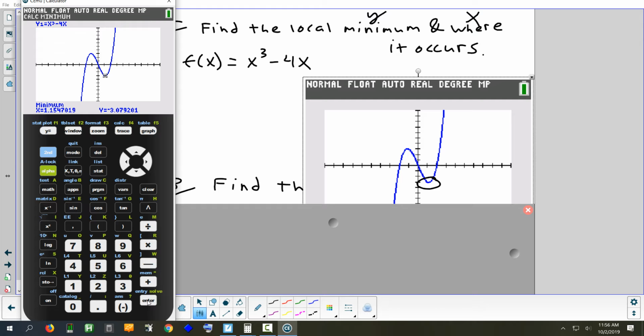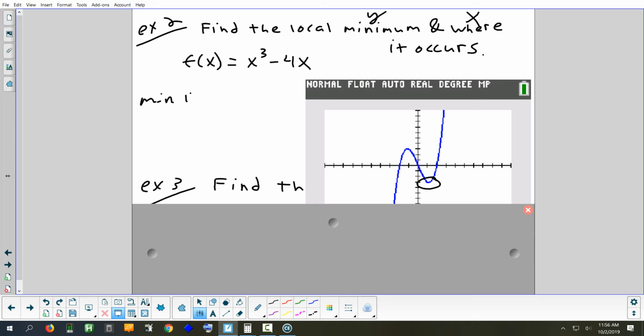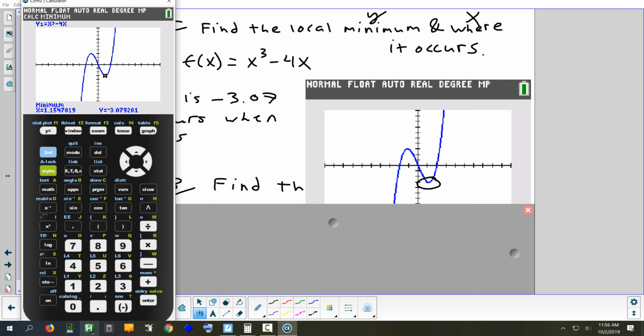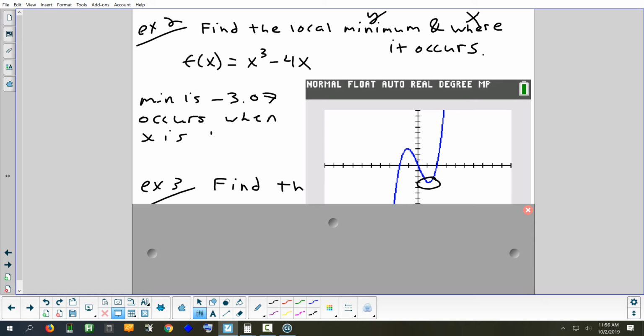Okay. So what is my minimum there? Jared? Negative 3.07. Yes. So the minimum is negative 3.07, and it occurs when x is 1.15. I'm just getting that right off my graph. So any question on the difference between telling me what the minimum is and where it occurs? Where it occurs is an x. What it is a y.